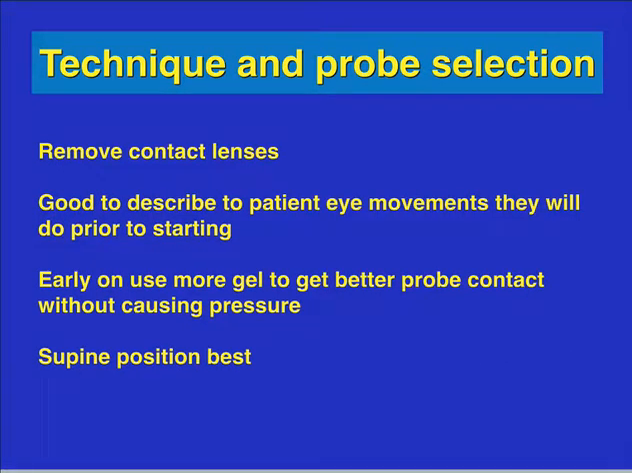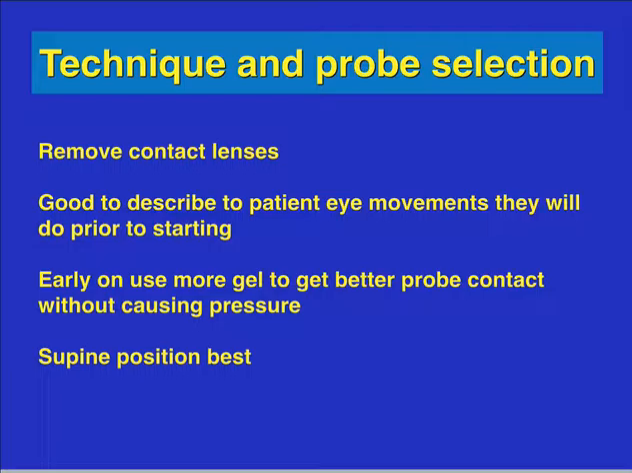A few other things: make sure and remove their contact lenses. It's good to describe the eye movements the patient will be doing prior to starting. I usually have them close their eyes and, before I put my ultrasound probe on, tell them, hey, move your eye left and right. These are the kind of movements you're going to be making, up and down. Early on, you might want to use a little bit more gel to get better probe contact, but after you do more of them, you may not need as much gel.